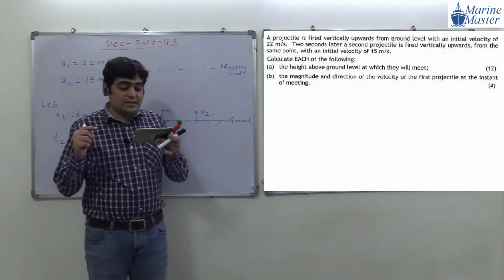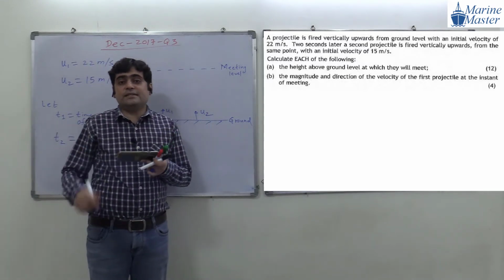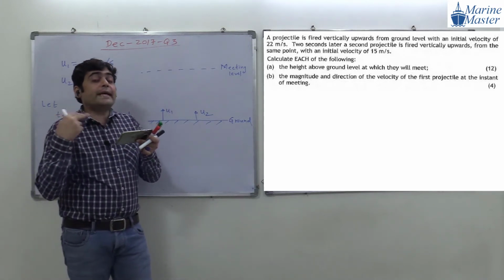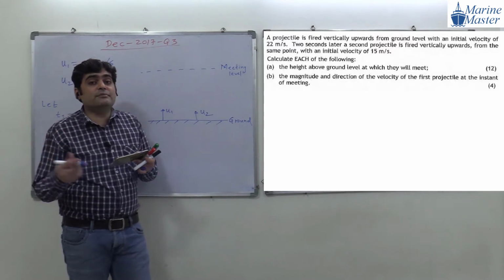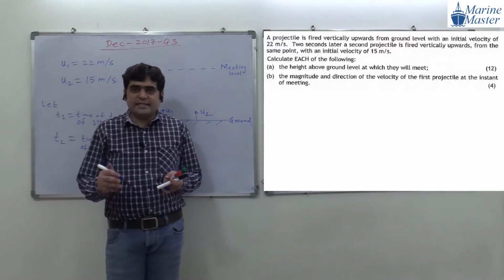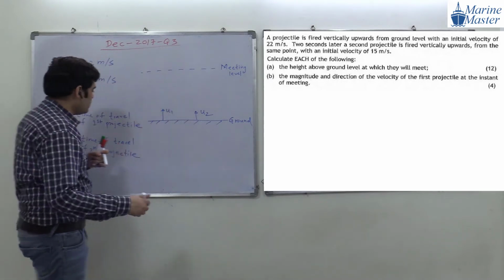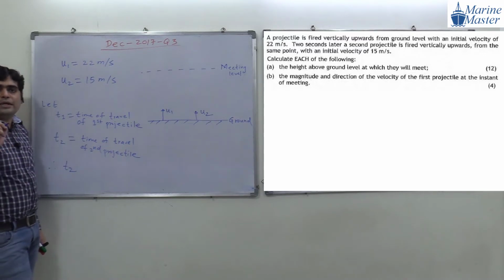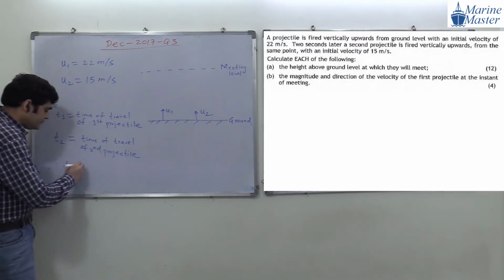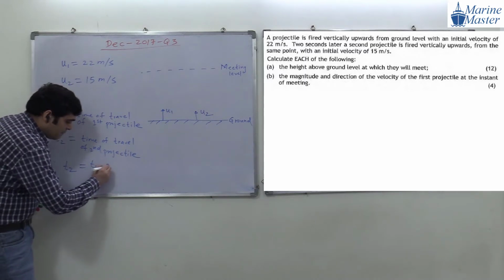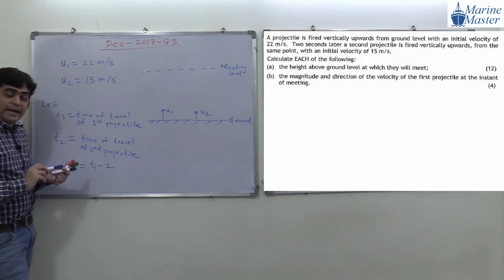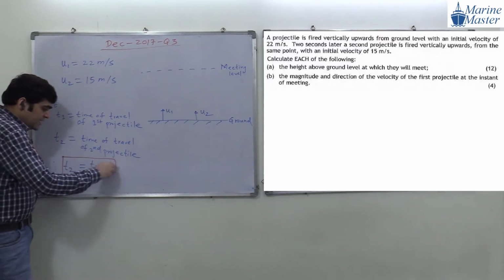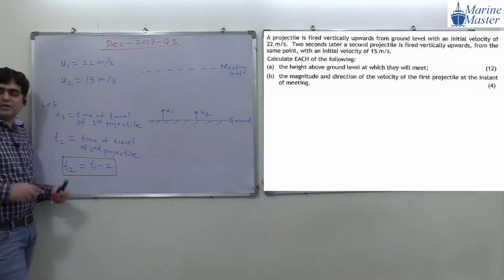Now what have they given us? What is the speciality of the second projectile? The second projectile starts 2 seconds later. Starting 2 seconds later means its time of travel is always less by 2 seconds. So therefore T2 will be equal to what can we write? T1 minus 2, not plus 2, because it is 2 seconds later. Everyone got this point? Please observe this point.